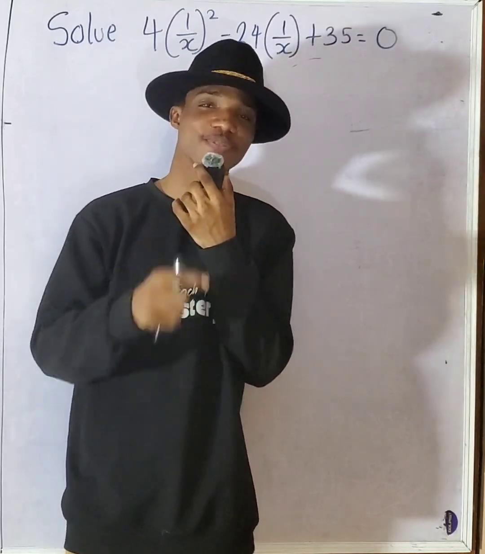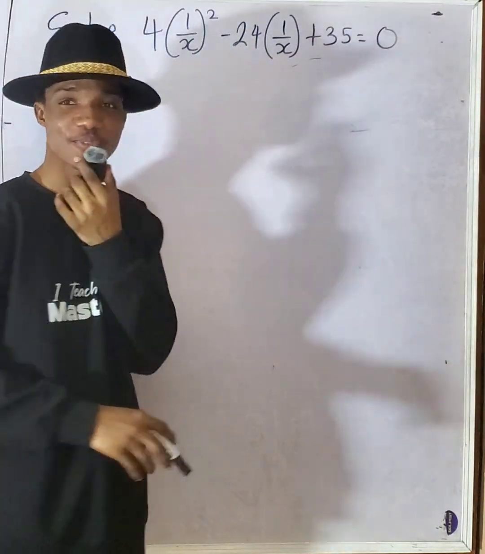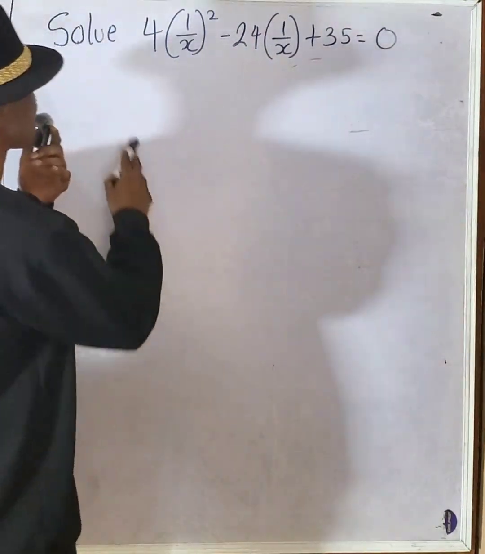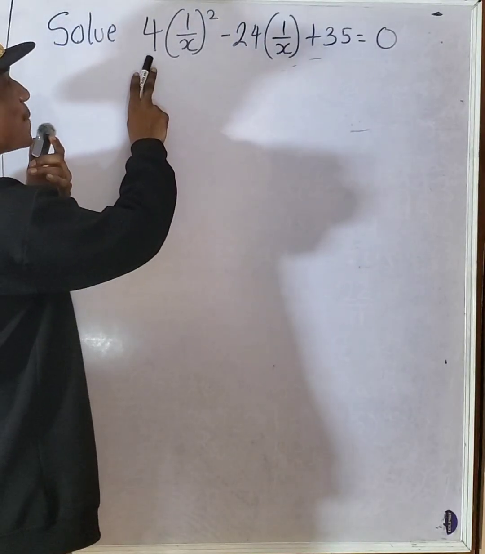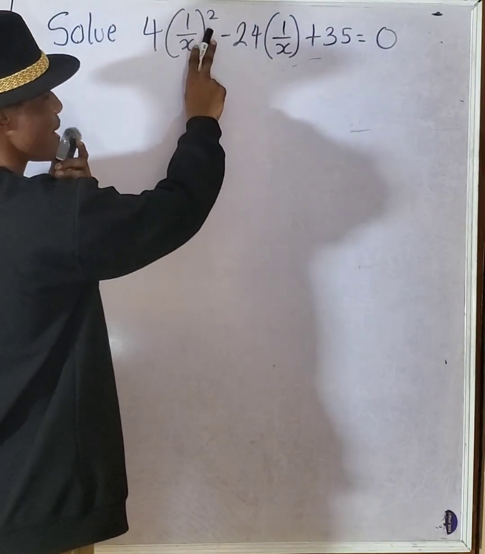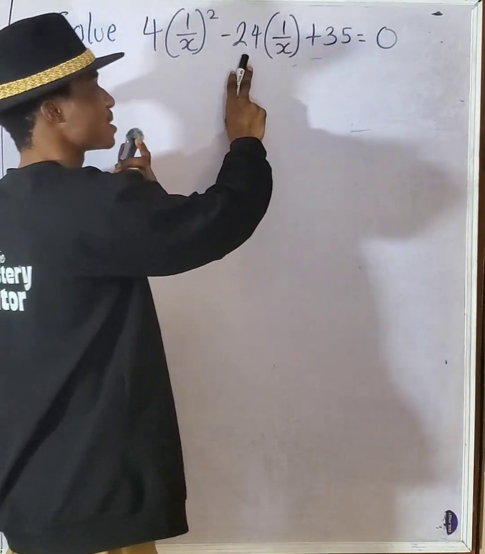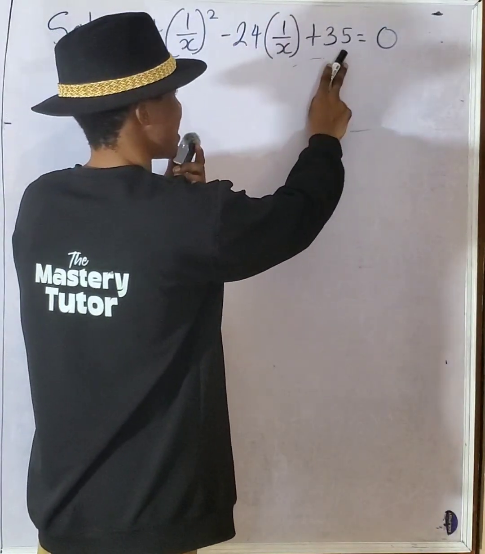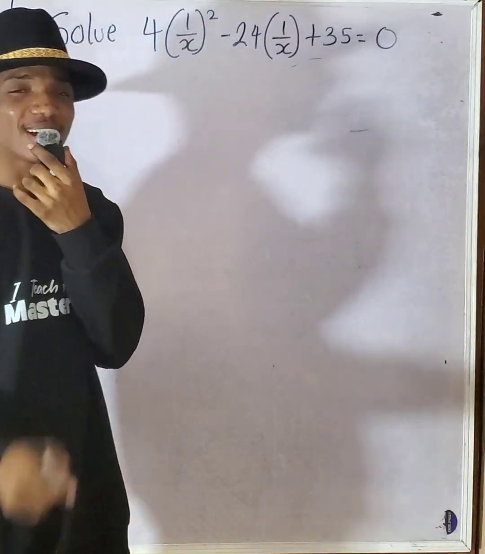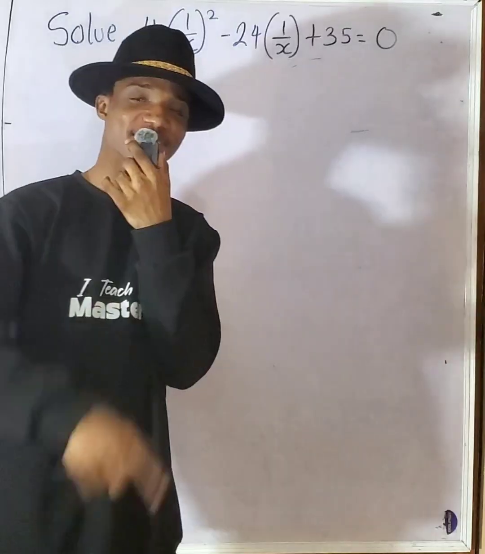Can you solve this fractional quadratic equation that we have on the board? Here we are asked to solve for the value of x in 4 multiplied by 1 over x squared minus 24 multiplied by 1 over x plus 35 equals 0. How will you approach this question if you encounter it in an exam?